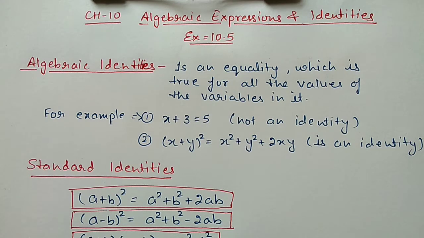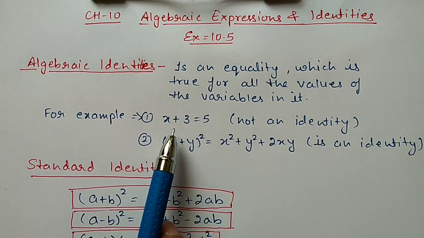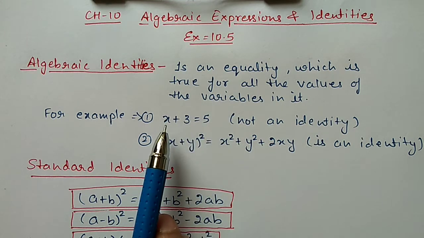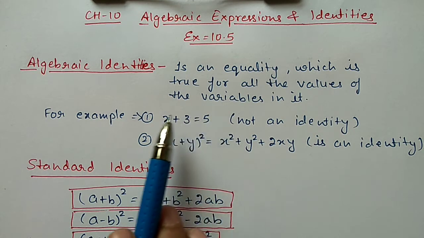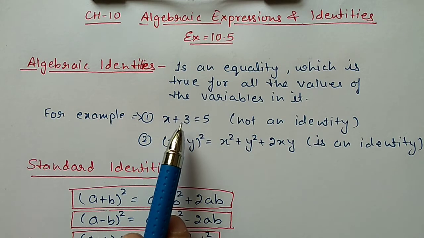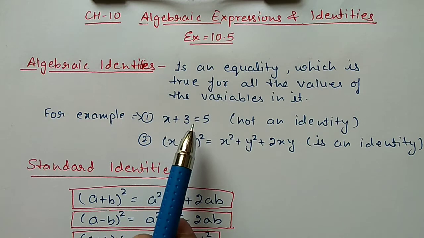It is an equation which is true for all the values of the variable in it. For example, if I say x plus 3 is equal to 5, this is an equation, but it is true only for the x value 2. If x value is 2, then it is true, otherwise it will be a wrong equation. If I keep here 3, then 3 plus 3 is 6, which is not equal to 5. So this we cannot call an identity.